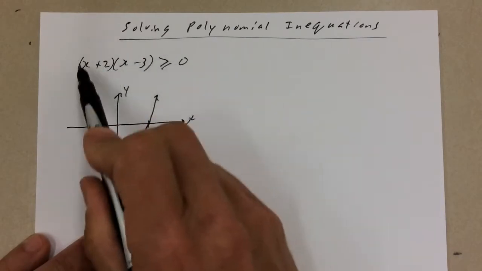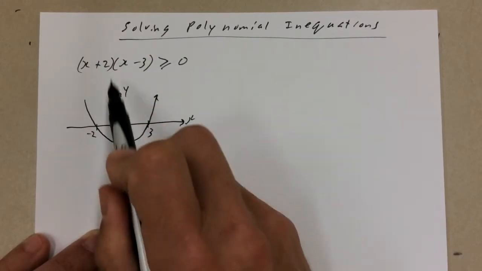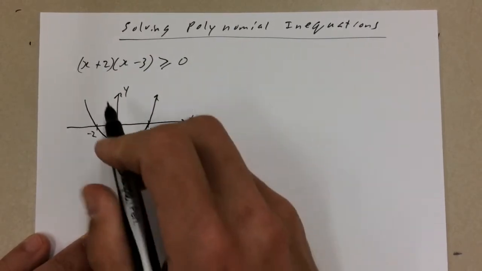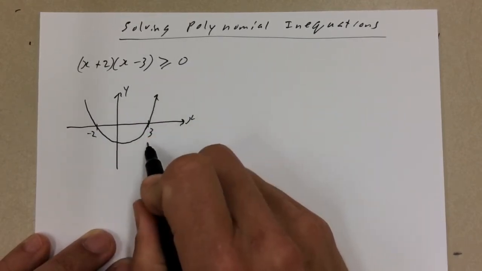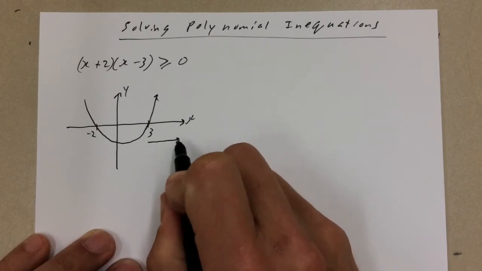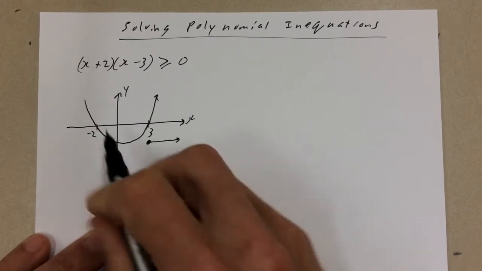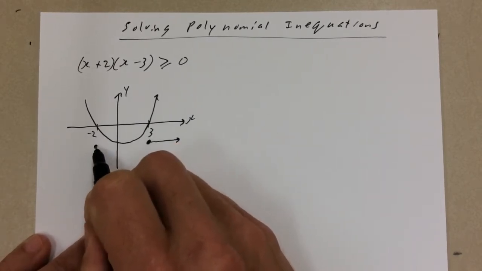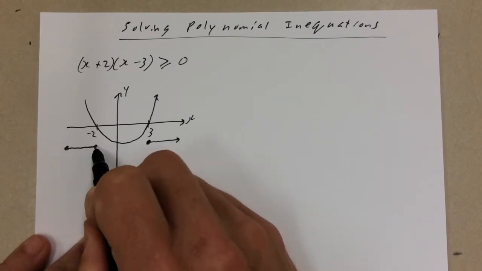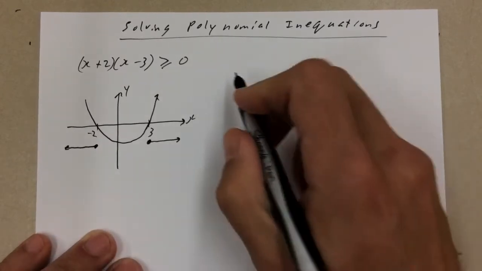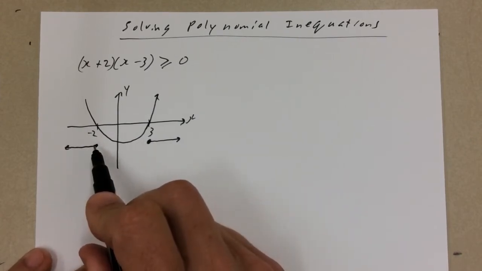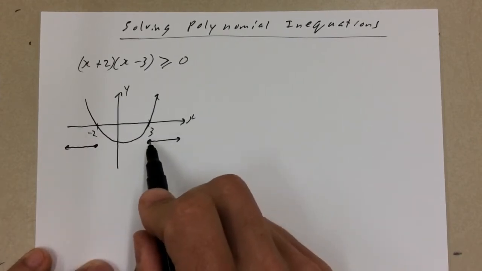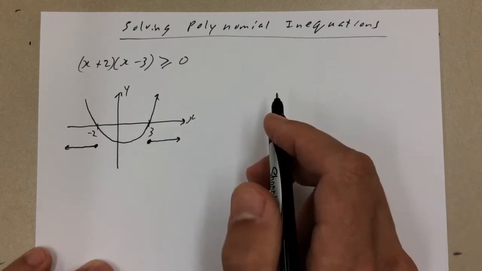And we're looking at the result of this product, which is the y value of this parabola. So when is it greater than or equal to 0? Well, it's greater than or equal to 0 over here, including that point, and over here, including that. Okay, so we can write the solution set now as x is less than or equal to -2, x is greater than or equal to 3.